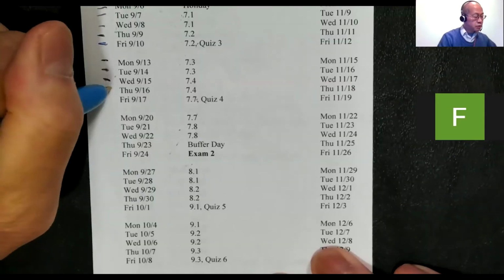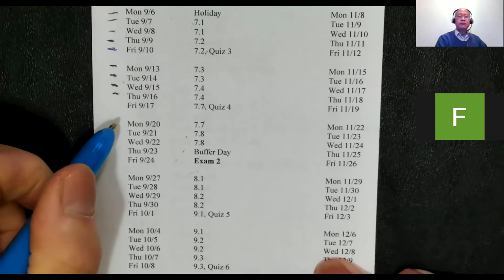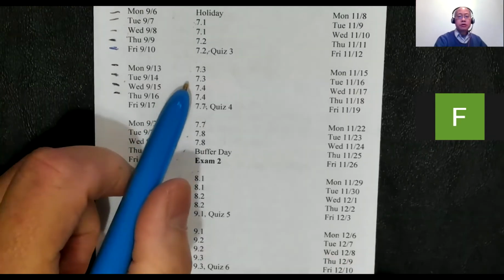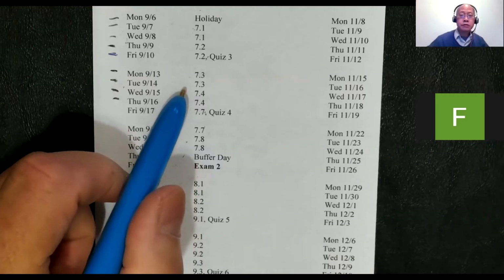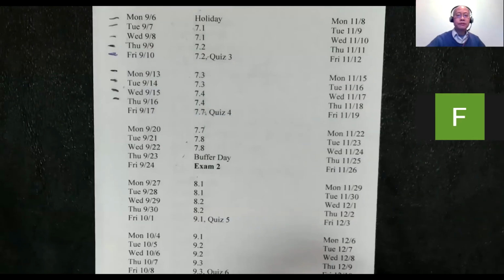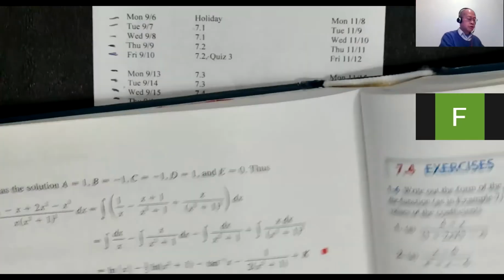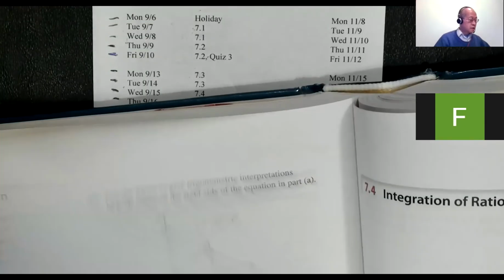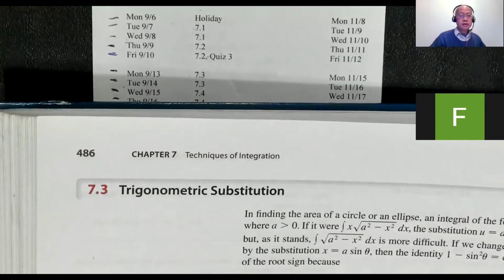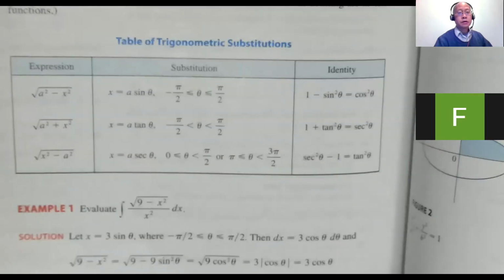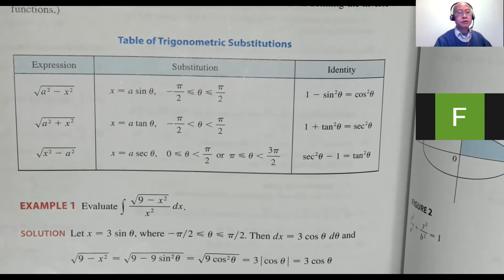Okay, so we're up to 7.4. Continue on with 7.4. Okay, quiz tomorrow. Quiz will just be on 7.3 material. I'll give you a couple of questions from 7.3, the trig substitutions in particular, for the quiz tomorrow. You are going to need that table, right? Page 486. This thing. Okay, so I'll give you a couple of problems.